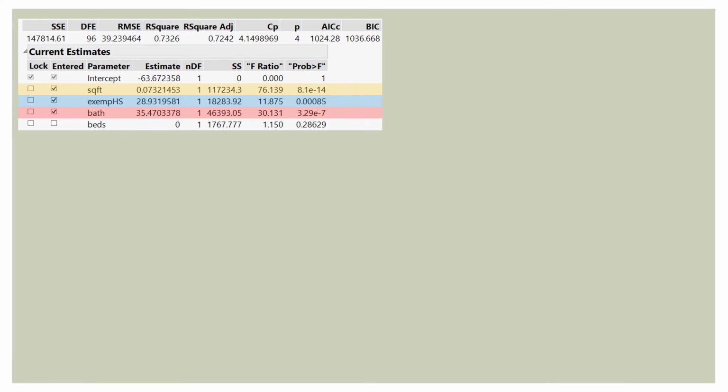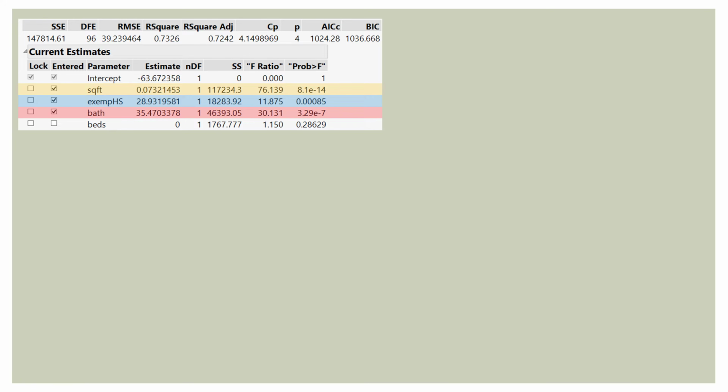Root mean square error went down again because remember, it's SSE divided by DFE, take the square root, and we have a root mean square error of 39.24 approximately. Now we have our r squared of 0.7326.